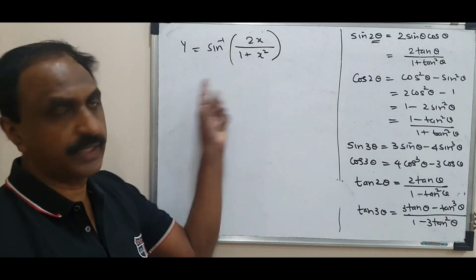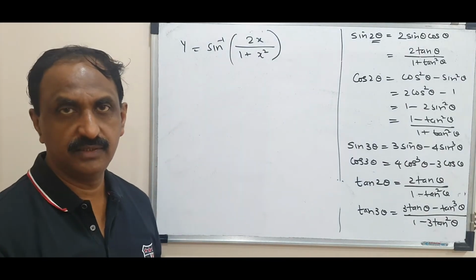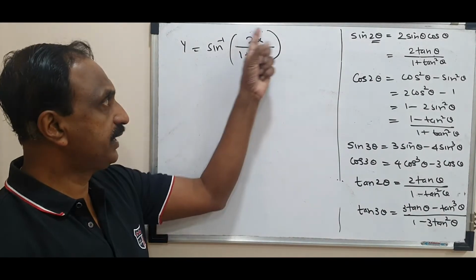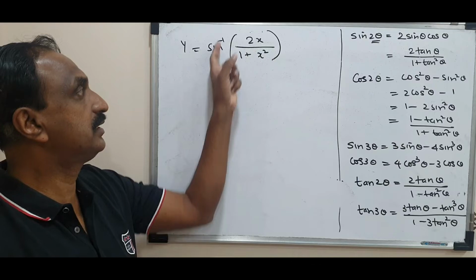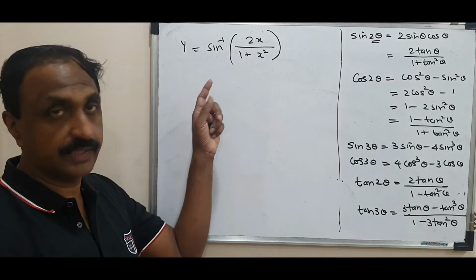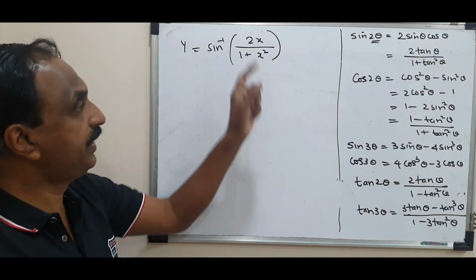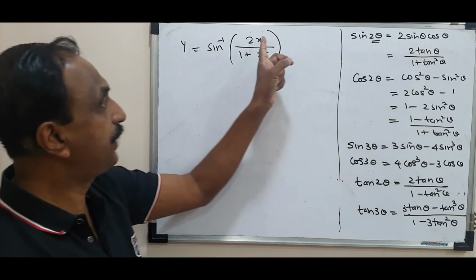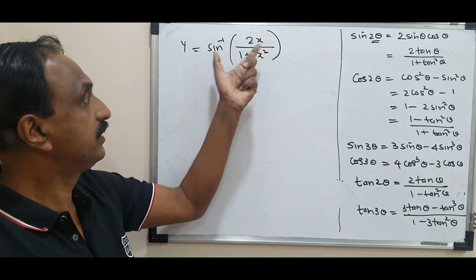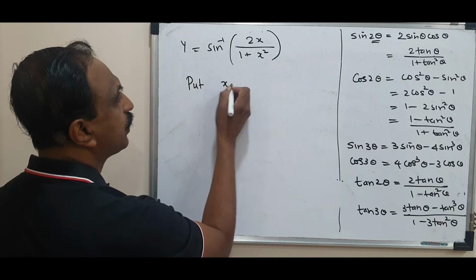Absolutely, there is no trigonometry in it. So there is no question of sine inverse and sine getting cancelled. But by using a small substitution instead of x, this can be simplified. This is the most important part of this chapter, this exercise. So if you compare this with this, you can understand that in place of x, if I have tan theta, this can be simplified. So my method is put x equal to tan theta.